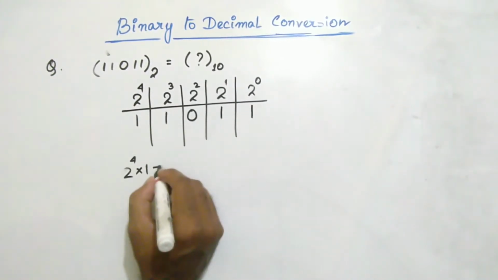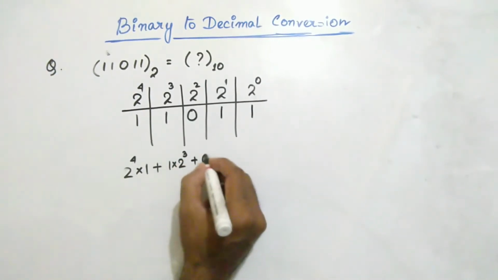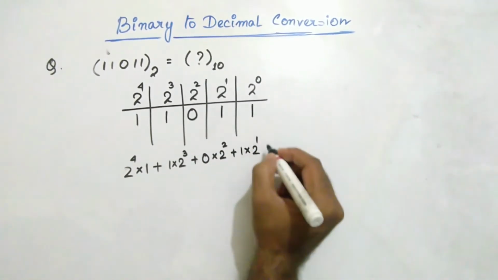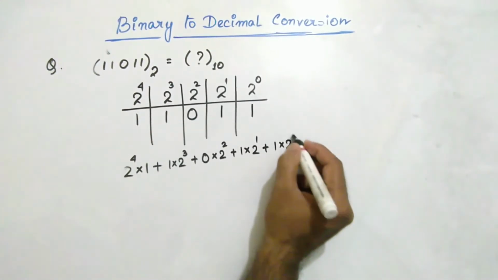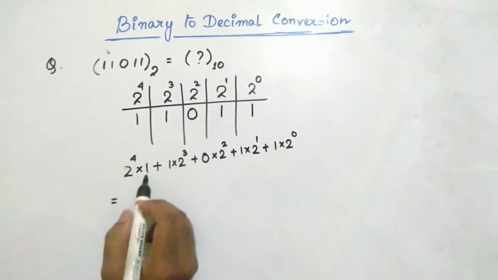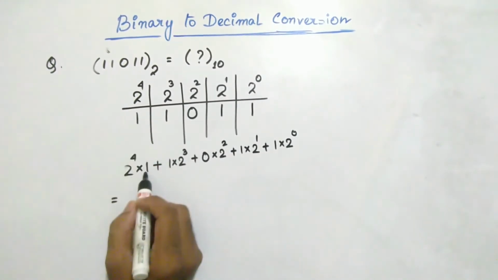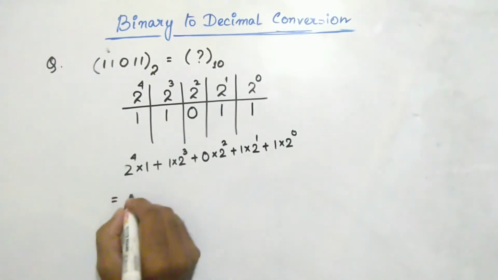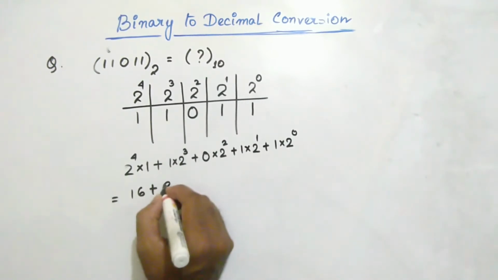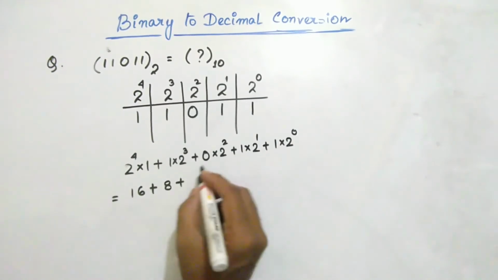numbers here, plus 0 multiplied with 2 to the power 2, plus 1 multiplied with 2 to the power 1, plus again 1 multiplied with 2 to the power 0. Now here we are multiplying the first one, this is the most significant bit 1, with 2 to the power 4, so that means 16, plus 2 to the power 3 multiplied with 1, it means 8. Here anything multiplied with 0 equals 0 itself.